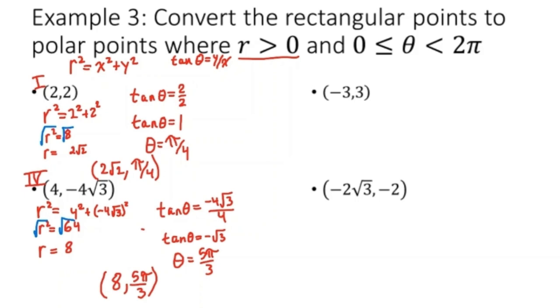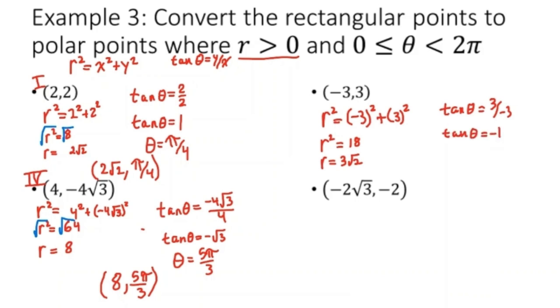Next, we're going to convert the point (negative 3, 3) to polar coordinates. Just like before, we'll start by finding r. So here, r squared would equal negative 3 squared plus 3 squared, which means r squared equals 18. And because r is positive, you'd have r equals 3 root 2. Next, we'll find our angle. Tangent theta would equal 3 over negative 3, which means tangent theta equals negative 1.